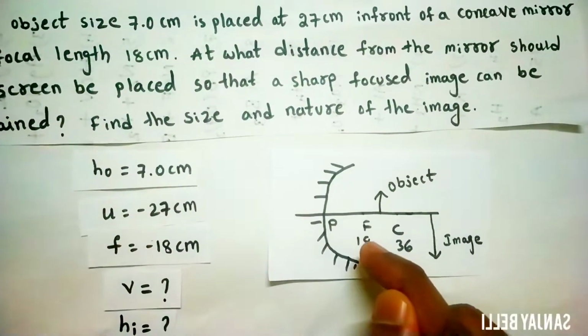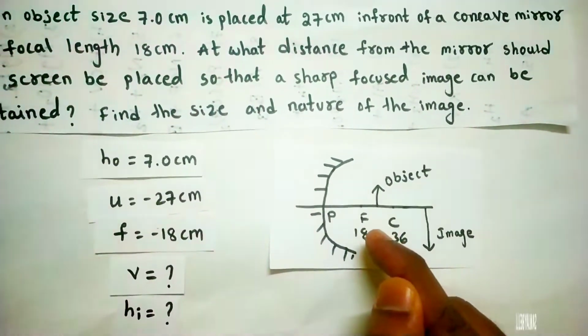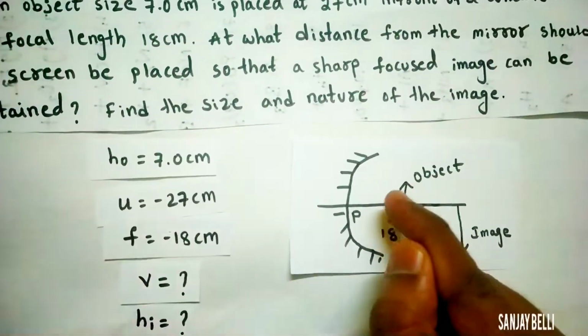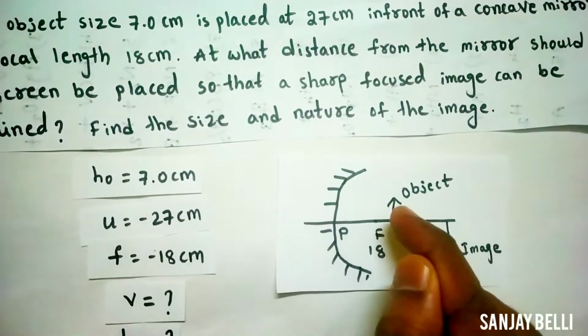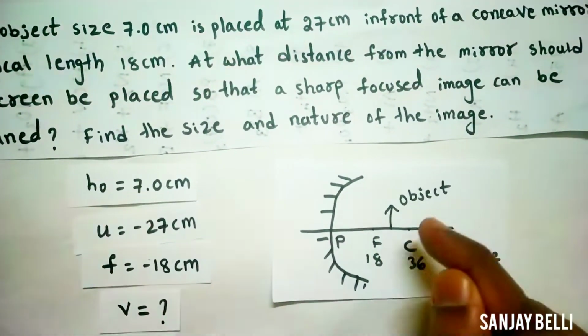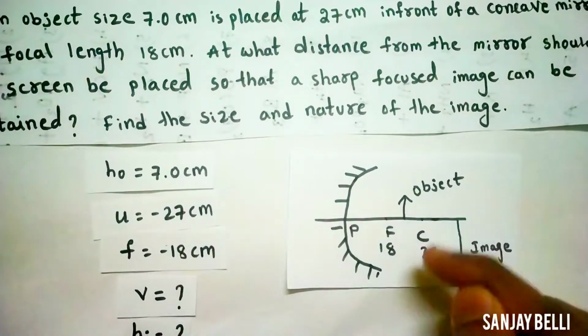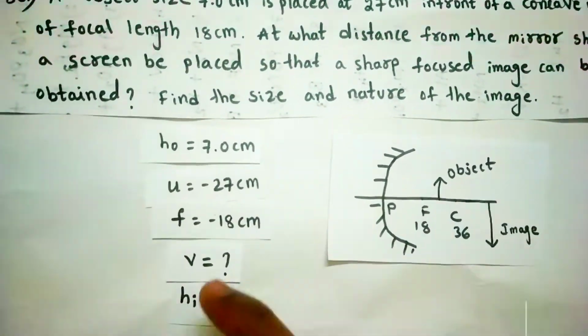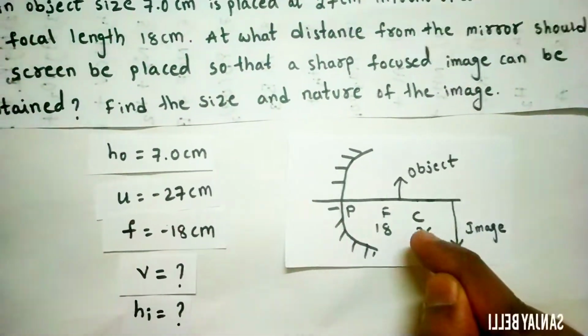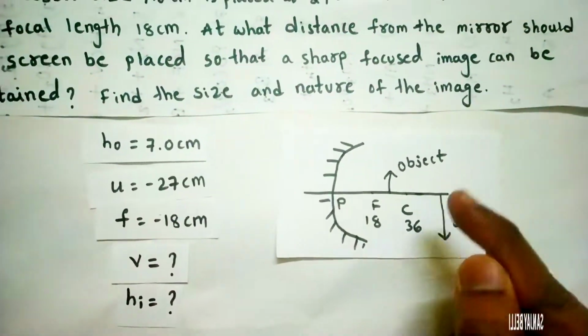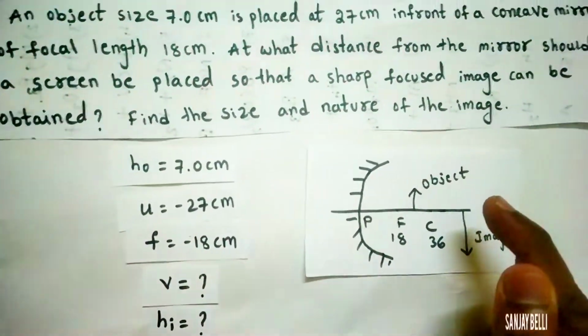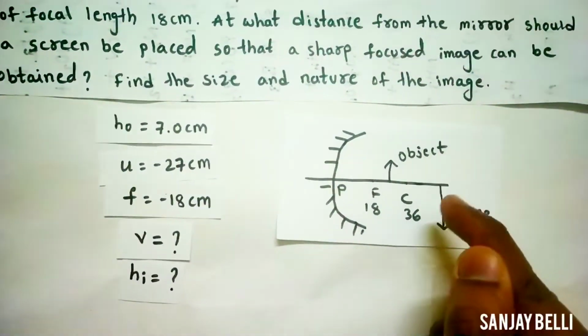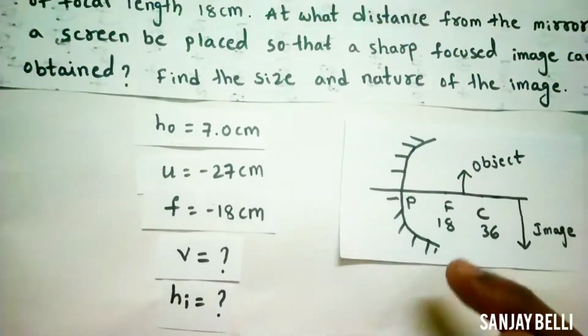Between F and C. Why? Because 27 is greater than 18, less than 36. So the object is placed between F and C. Then where do we have to get an image? The image should be obtained beyond C. That means your V value should be greater than 36 and it should be minus. Once you get your V value greater than 36 and minus, then your V value will be right.